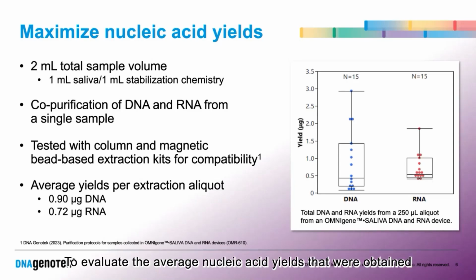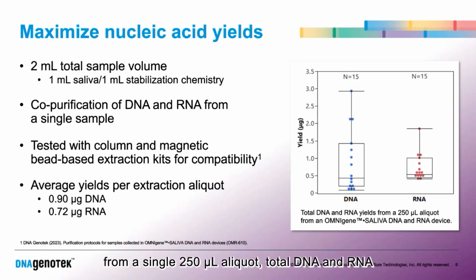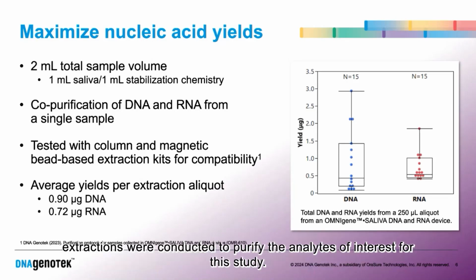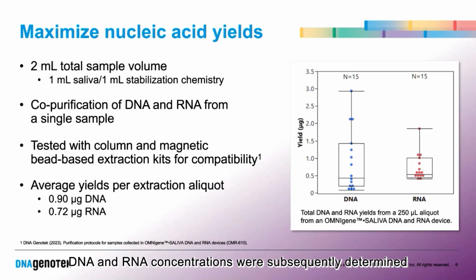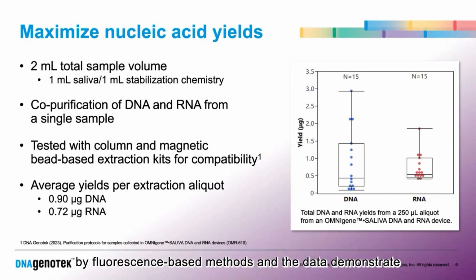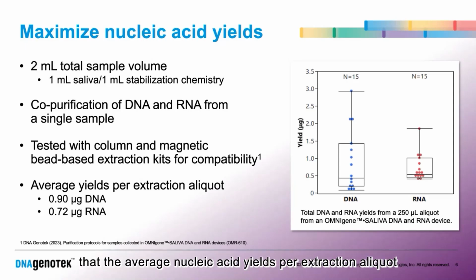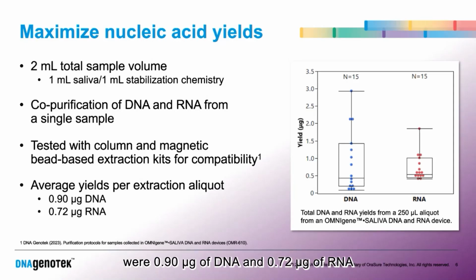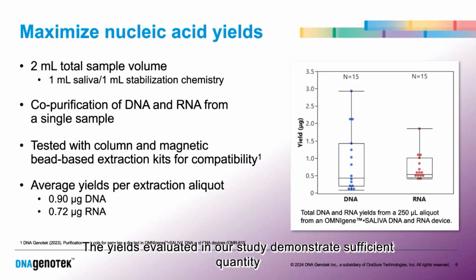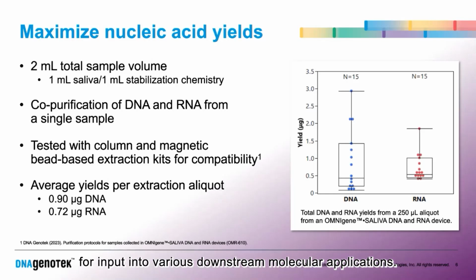To evaluate the average nucleic acid yields obtained from a single 250 microliter aliquot, total DNA and RNA extractions were conducted to co-purify the analytes of interest for this study. DNA and RNA concentrations were subsequently determined by fluorescence-based methods, and the data demonstrate that the average nucleic acid yields per extraction aliquot were 0.90 micrograms of DNA and 0.72 micrograms of RNA. The yields evaluated in our study demonstrate sufficient quantity for input into various downstream molecular applications.